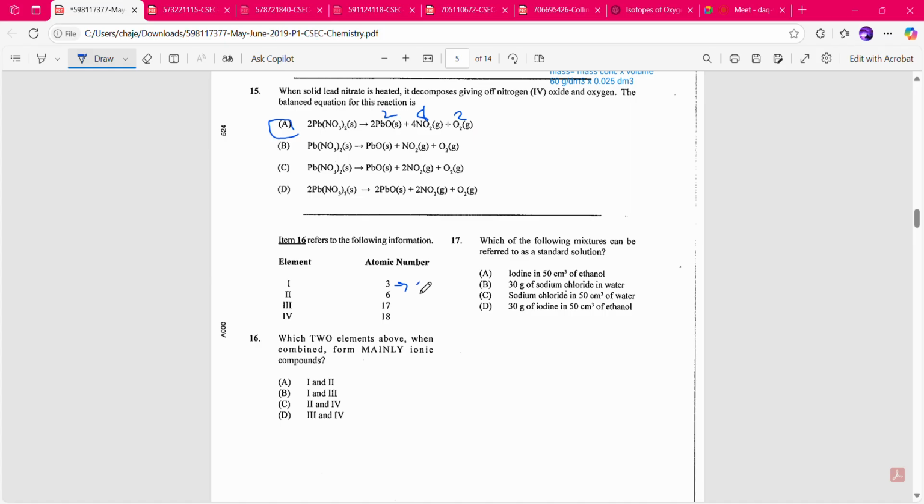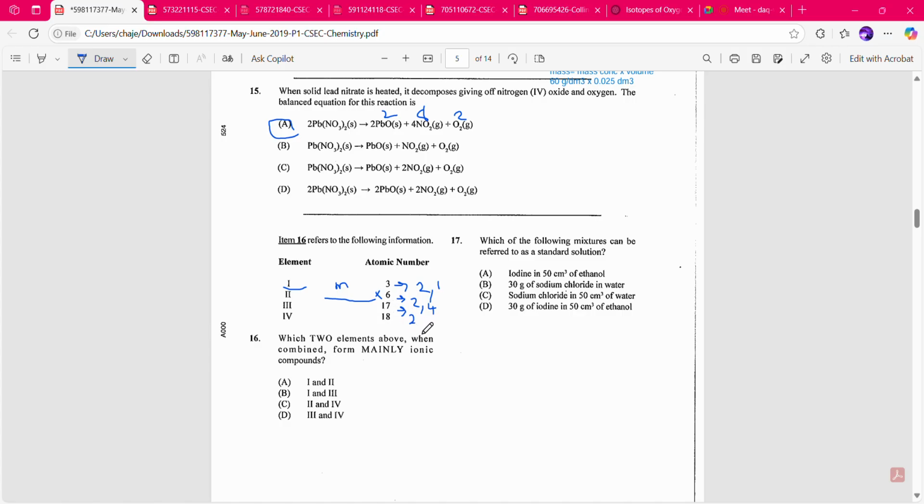So the electronic configuration for this one is just simply gonna be 2, 1, which means it's in group 1 and it's a metal. So this element is a metal here. This one has 6 electrons, so it's gonna be 2, 4. Elements in group 4 tend to share electrons only. They don't form ions. So this is gonna be a metalloid. Just gonna put an X right here.